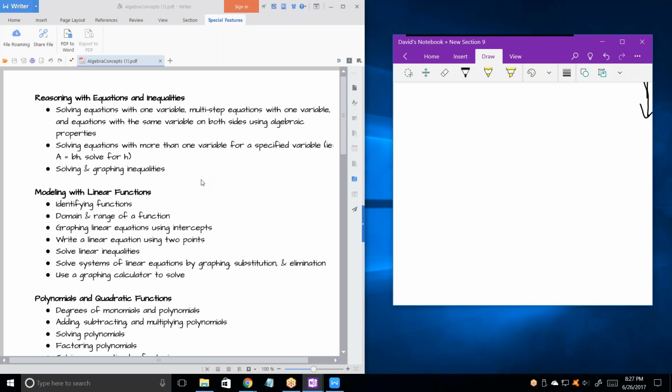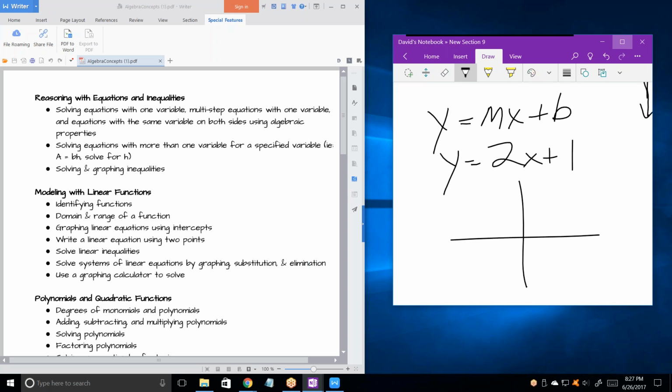And the third part, I believe we've done numerous times. Graphing linear equations. What does linear equation mean? It means that it's a straight line. Straight line, yeah. A parabola is not a linear equation. It's a quadratic equation. A linear equation usually has the form y equals mx plus b, or something like y equals 2x plus 1. Well, how would I graph that?